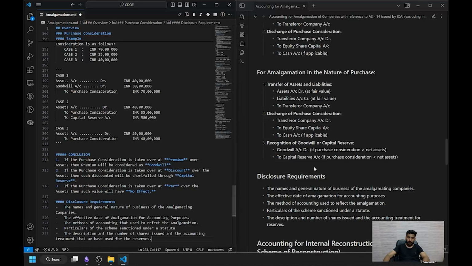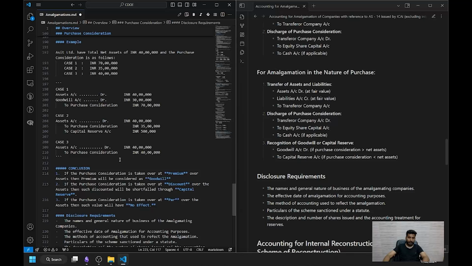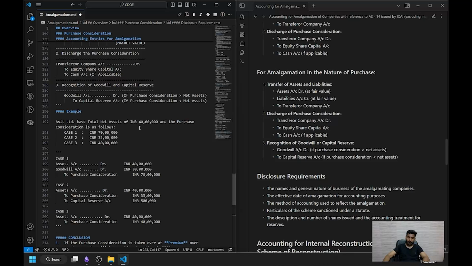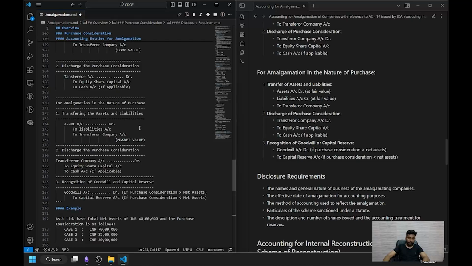This was all about how amalgamation and the journal entries for amalgamation work, with a proper example. I hope you have understood the topic. Thank you so much.